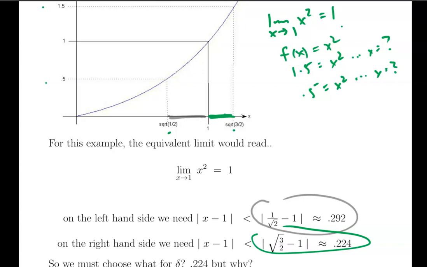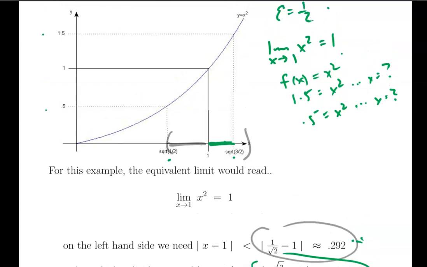So remember, you can only have one delta. Okay, so which one of these do you think would work? Or would they both work? Well, it turns out they will not both work. The only one that will work is the 0.224. If you chose the gray as your delta, you'd be fine on the left, but that same distance would kick you outside of the window on the right. So it's no good.